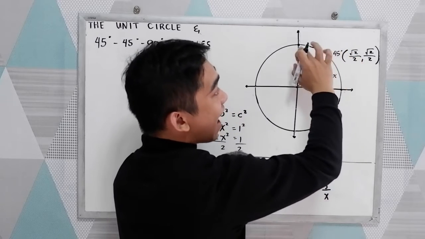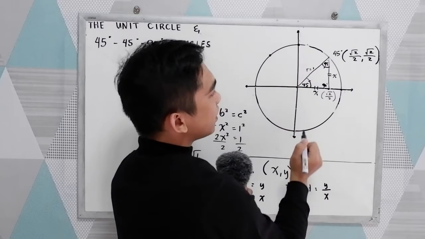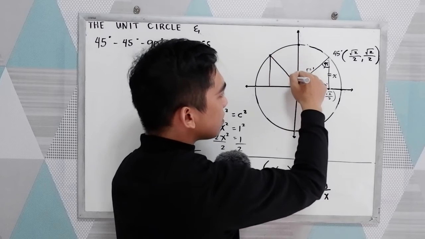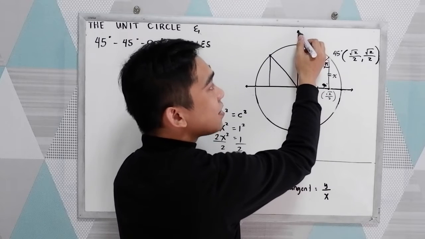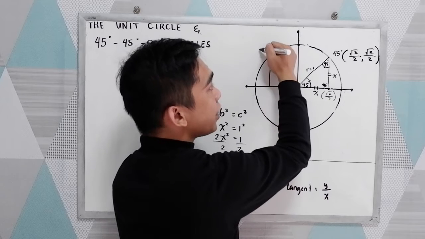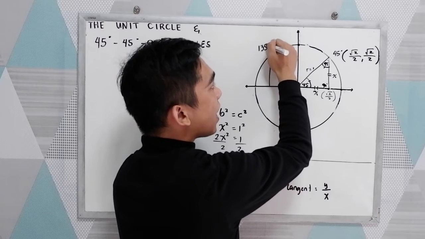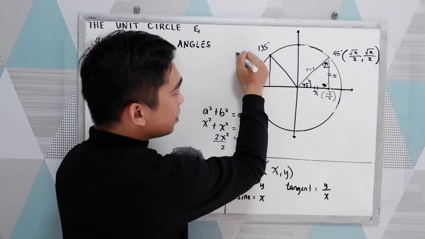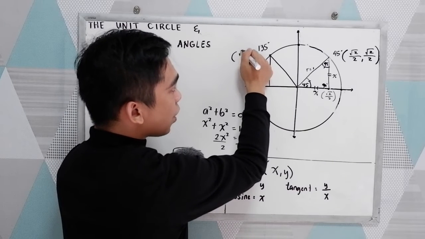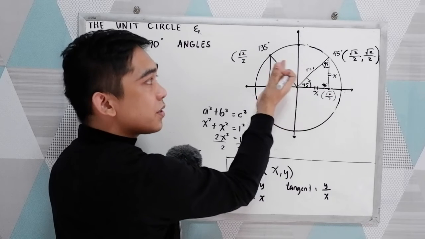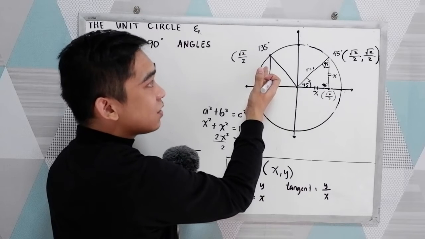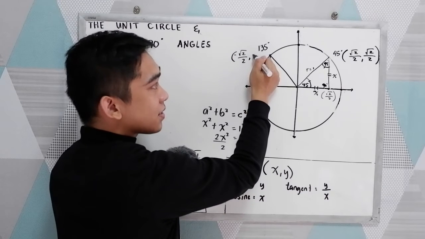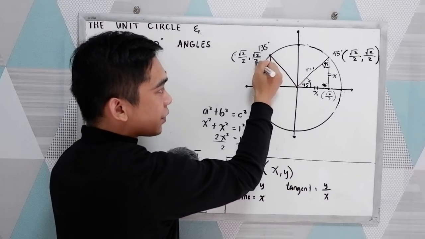Now to get the next 45 degree angle in our quadrant, we have 90 plus 45, we have 135 degrees. This is square root of 2 over 2, so square root of 2 over 2. Notice that this is located in quadrant 2. So our signs are negative x and positive y: negative square root of 2 over 2 and positive square root of 2 over 2.